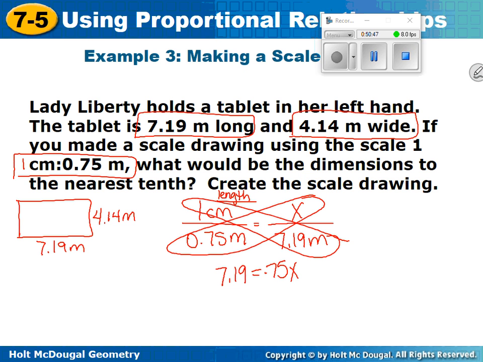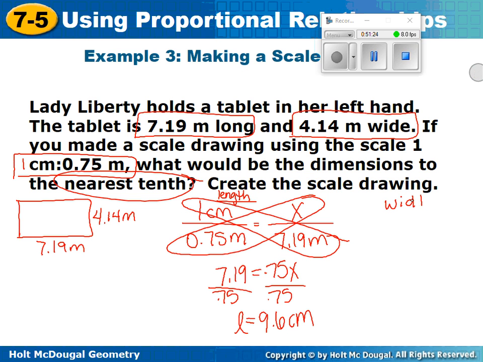What do we do to solve for X? Divide by 0.75. So on your calculator, take 7.19, divide by 0.75, and what did it tell us to round to? Nearest tenth. So what do you get for the length? 9.6, and what are our units of measure here? Centimeters. Okay, we're going from meters to centimeters. We're going to do it one more time to find the width.